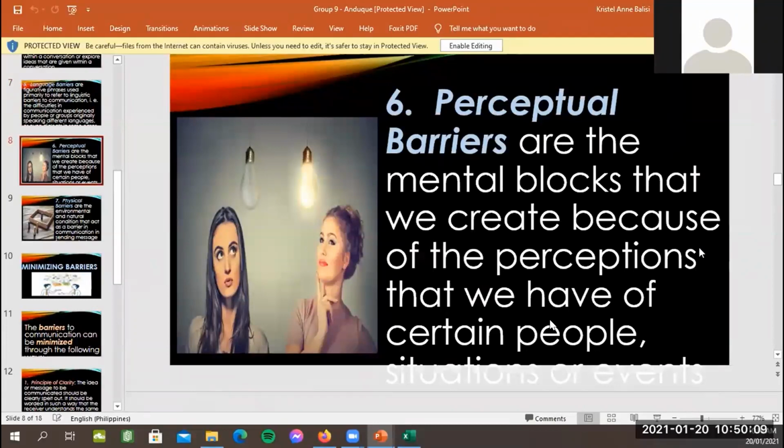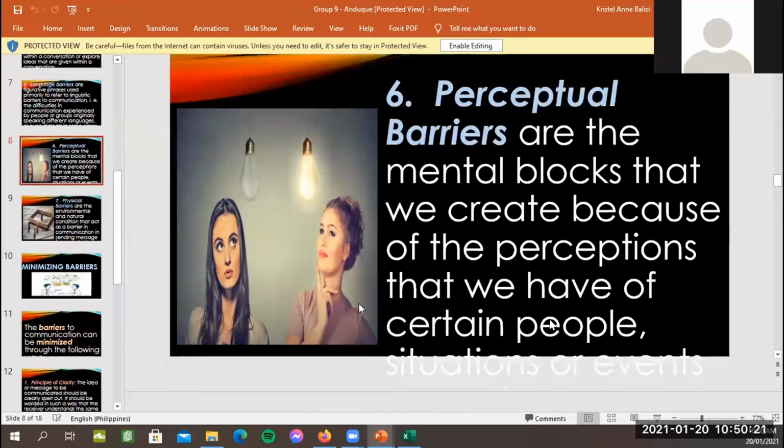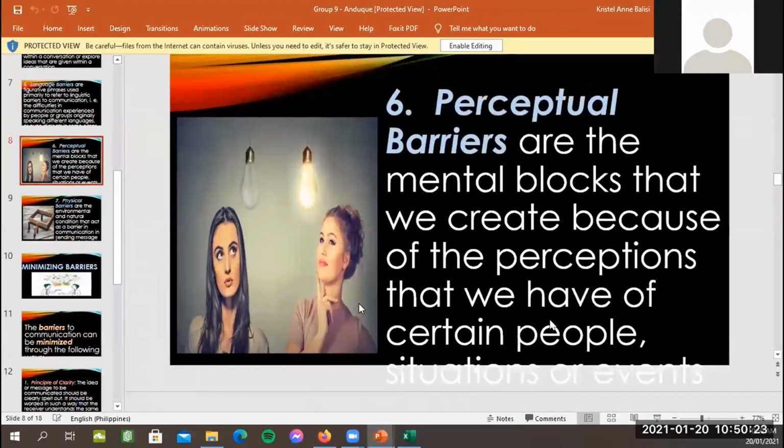Perceptual barriers are the mental blocks that we create because of the perception that we have on certain people, situations, or words. Ito po yung nakakalimutan mo po yung dapat mong sabihin. May mental block ka po. Ganun po.